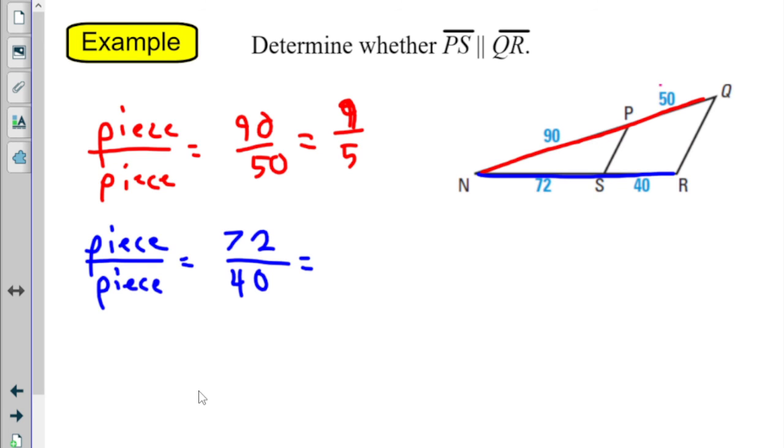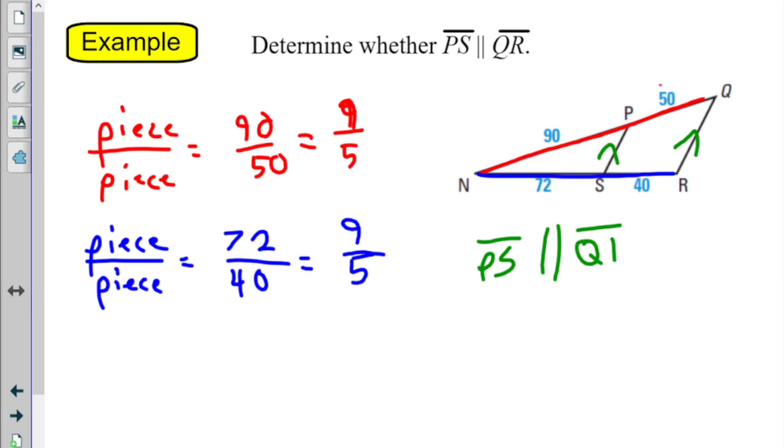And those are both divisible by 8. 72 divided by 8 is 9. And 40 divided by 8 is 5. Oh, wow. They were the same thing. That's what we wanted to happen. So that's our goal. We throw our hands up in celebration and say, it works. We did it. That means that P to S is indeed parallel to Q to R. Because the sides are split in the way that they're supposed to be split.